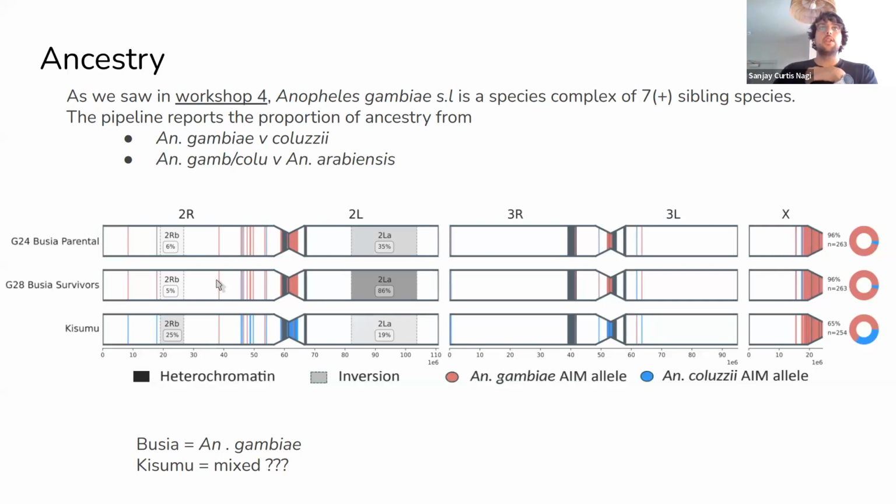And so you can see that the ancestry informative markers themselves are quite sporadic across the genome. They're concentrated in specific areas, such as in the beginning of 2L and at the end of the X chromosome.